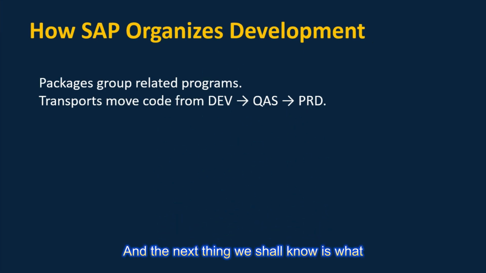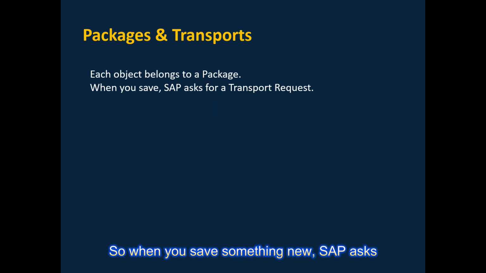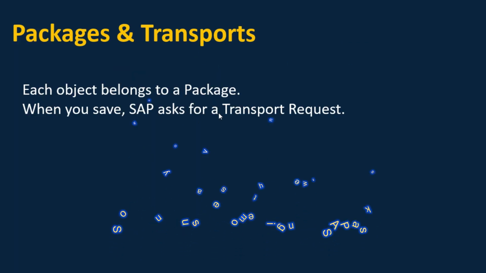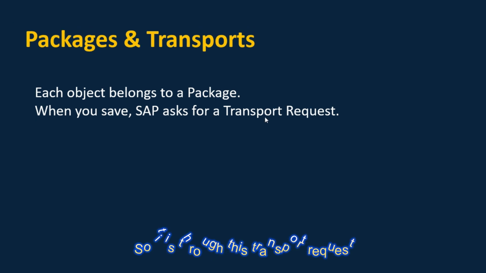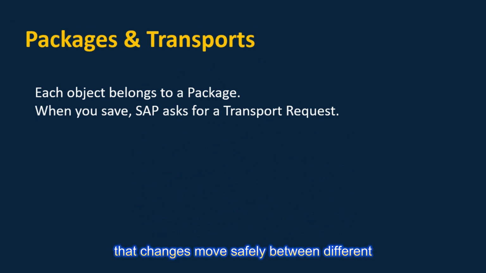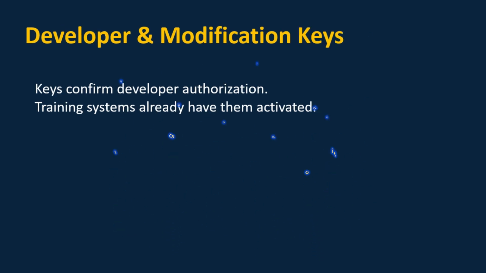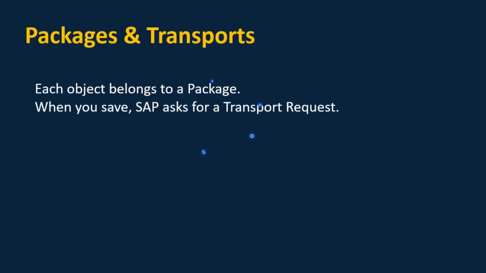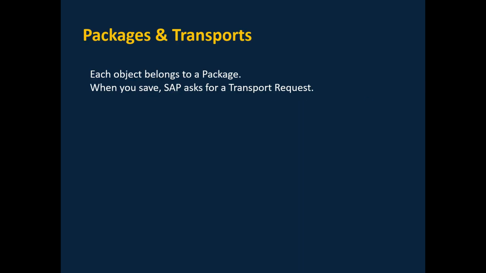And the next thing we should know is what happens when you save a program. When you save something new, SAP asks for a transport request. It is through this transport request that changes move safely between different environments. So let's look at this in practice.